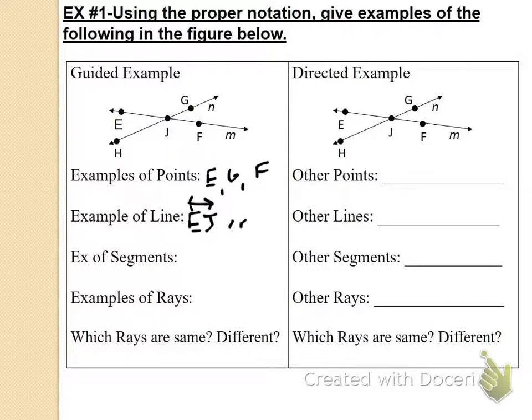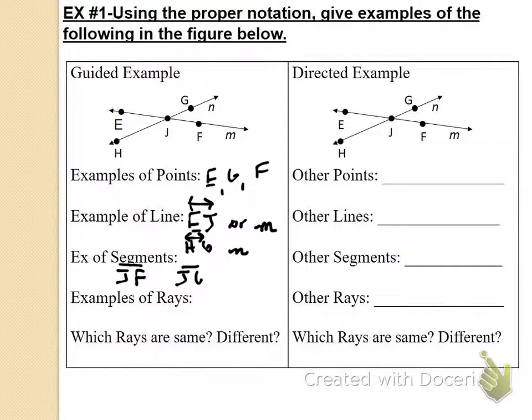Or we can go lowercase m. The other line we could go HG with the line symbol, or go lowercase n, right? Either way. Segments, again, a lot of different options here. We could go JF with the segment symbol, or JG for another segment. There are a lot of different things we could do there.